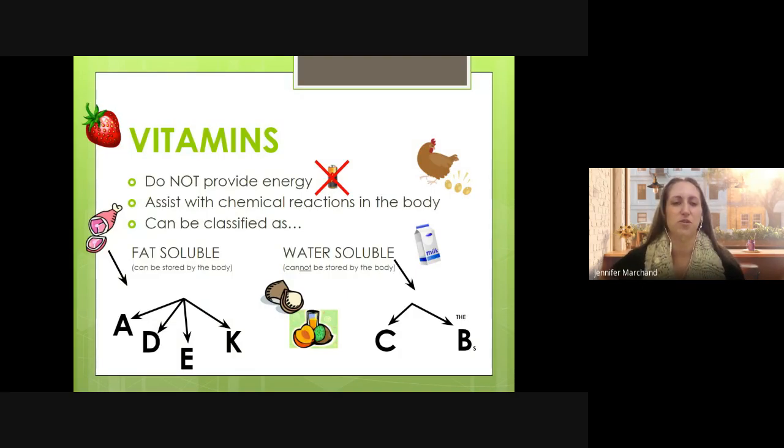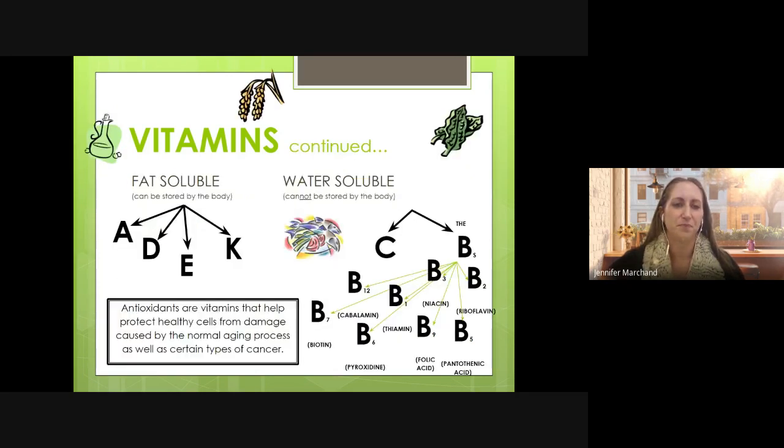So some of our micronutrients, we have vitamins. Vitamins do not provide us any energy, but again, they are essential for our body's function. They help to assist with the chemical reactions in our body. We have two different kinds of vitamins. They are classified as fat soluble, and then they can be stored in the body, and then water soluble vitamins that cannot be stored in the body. So our fat soluble vitamins are going to be vitamin A, D, E, and K, and our water soluble vitamins are going to be vitamin C and vitamin B. All right. So again, fat soluble vitamins A, D, E, and K.